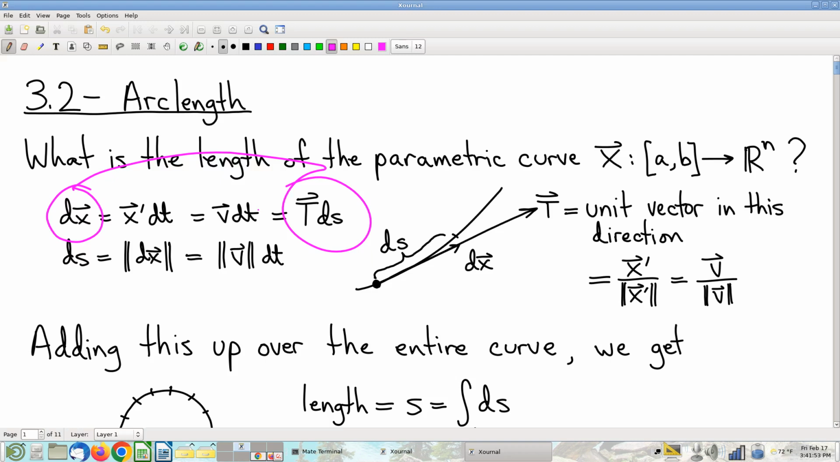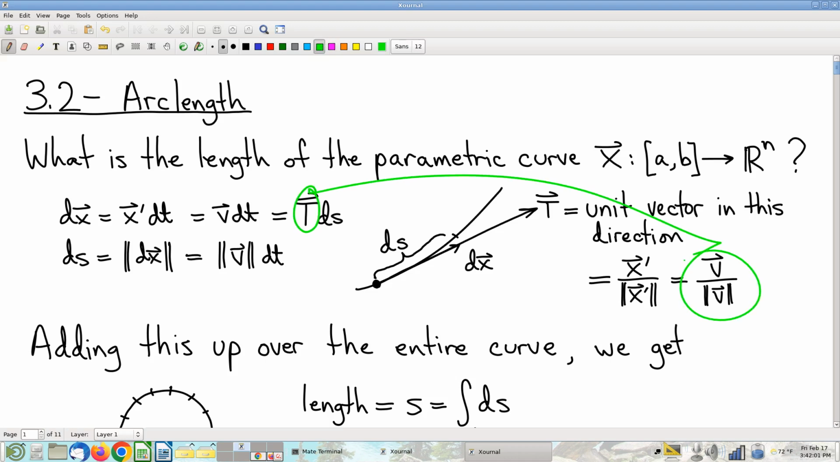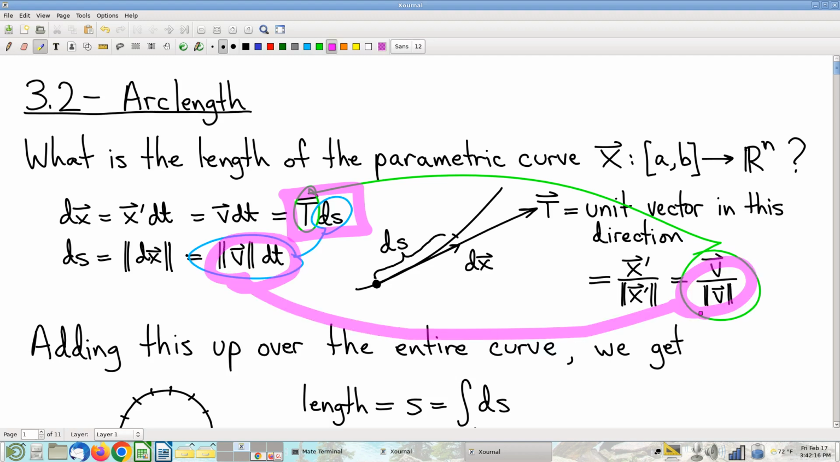Okay. All right, an algebraic point of view. Don't forget that we have a formula for t right there. And don't forget we have a formula for ds right there. And so if I were to multiply green times blue, I get that times that. And notice the magnitude of v in the denominator cancels with the magnitude of v in the numerator. You get v dt, which is dx. So, a different way to think about it, if you prefer.